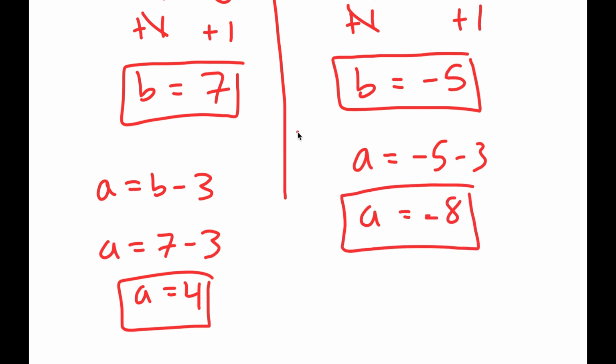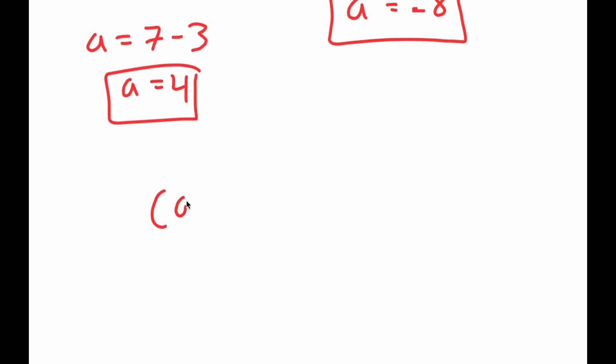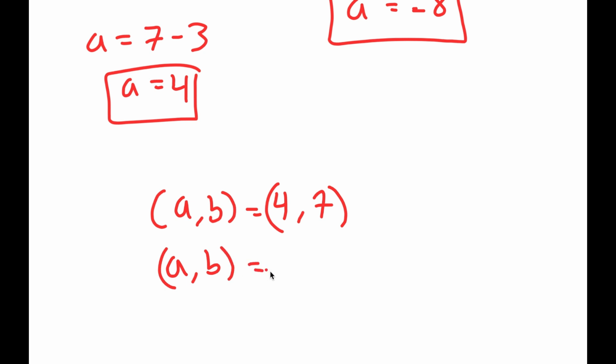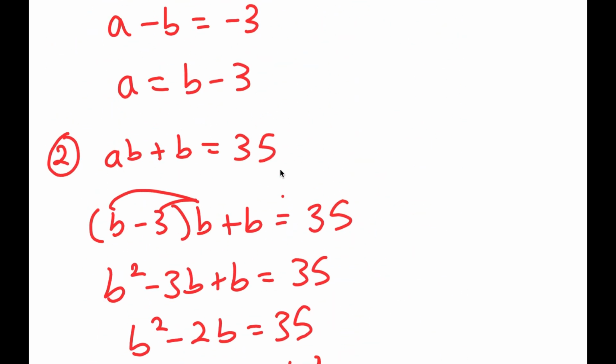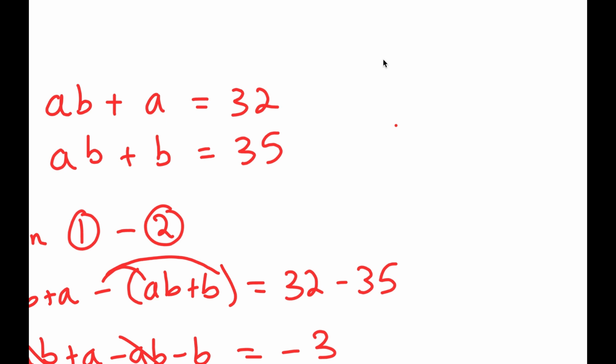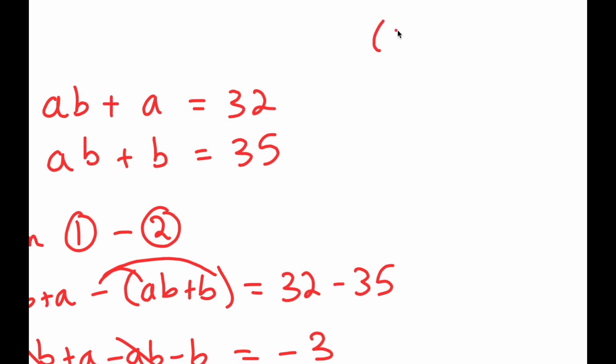So I have two values of b and two values of a here. So I have a comma b is equal to 4 comma 7, and a comma b is equal to negative 8 comma negative 5. So this should be my two solutions for the system of equations. Now what I'm going to do is actually try them out and see if they work. So let's try out the first solution, which is 4 comma 7.